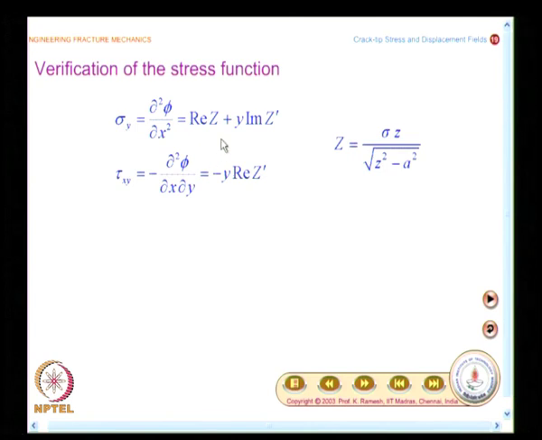We will have to verify whether sigma y is 0 on the crack faces and what happens to sigma y and sigma x at infinity. And I had drawn your attention that in the expressions for sigma y and sigma x, there is only a sign change of the second term, otherwise you will have to worry about what is capital Z and what is capital Z prime.